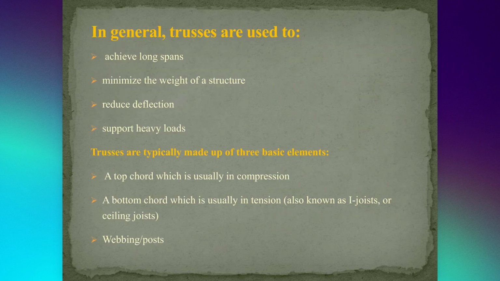In general, trusses are used to achieve long spans, minimize the weight of a structure, reduce deflection, and support heavy loads. Trusses are typically made up of three basic elements: a top chord, which is usually in compression; a bottom chord, which is usually in tension, also known as I-joists or ceiling joists; and webbing, posts.